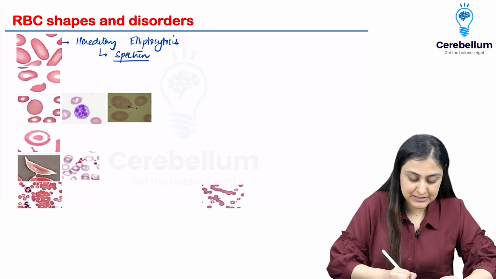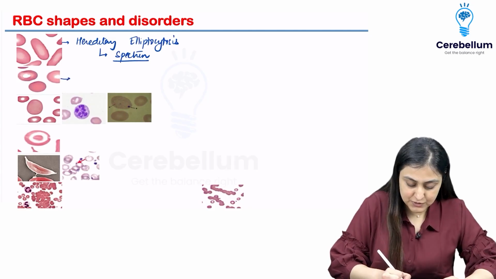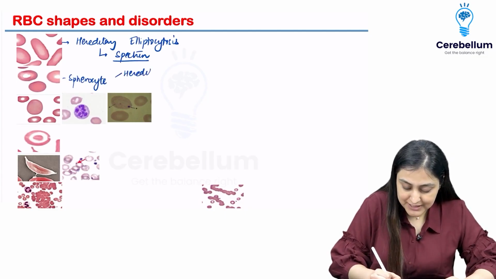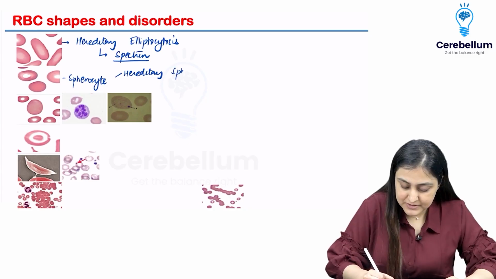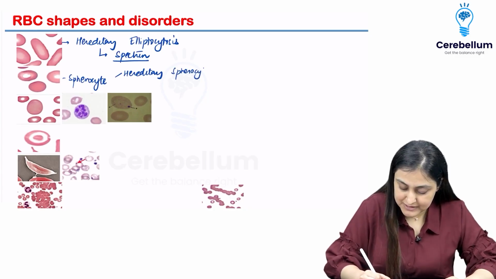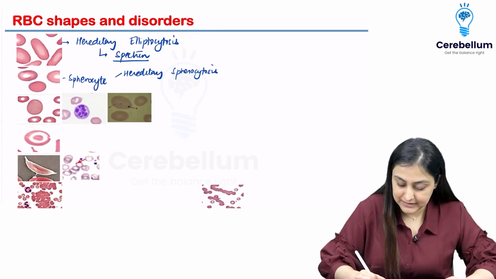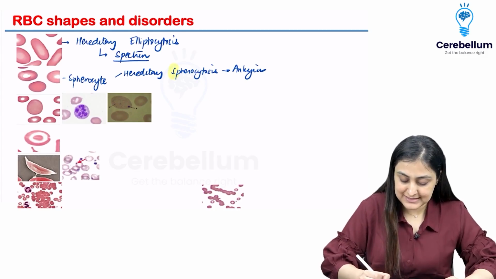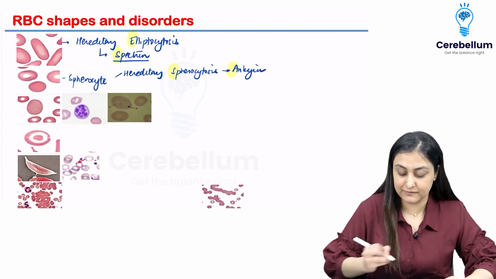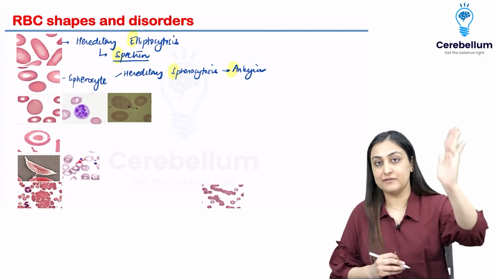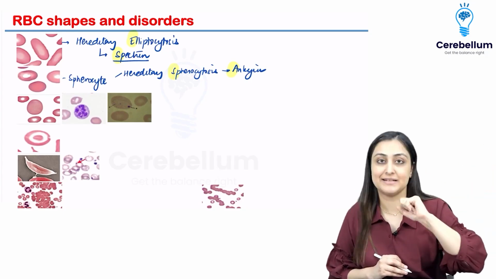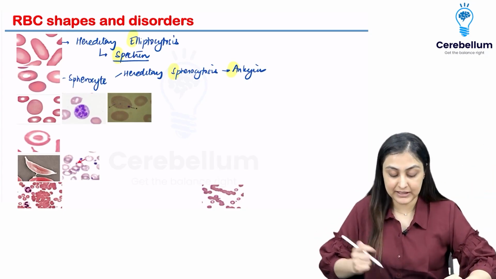Similarly, here what you see is a spherical RBC. So this is a spherocyte. A spherocyte is seen in hereditary spherocytosis, a similar spectrum disease like elliptocytosis. Here the mutation is in ankyrin. So you want to remember that S and S don't stick together, like vowels don't stick together here. So wherever you have elliptocytosis, it is spectrin. Wherever you have spherocytes, you have ankyrin. So just remember this cross mnemonic here.